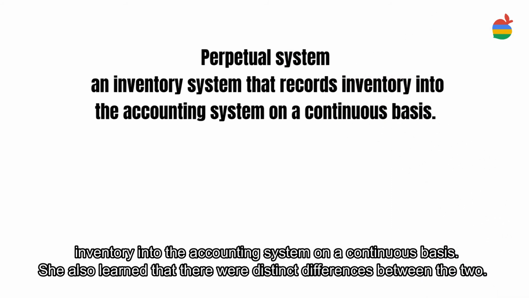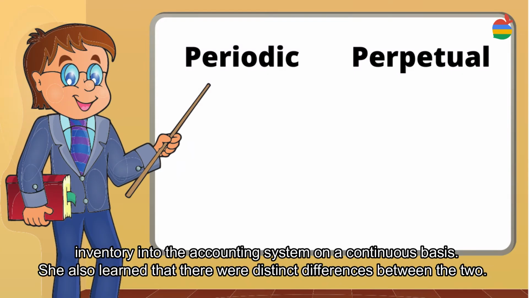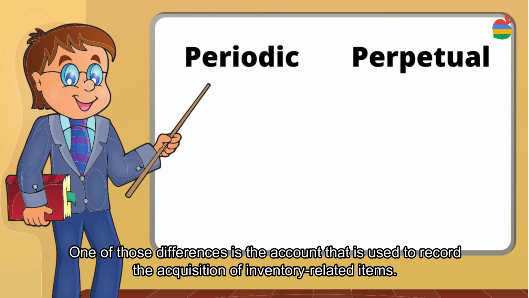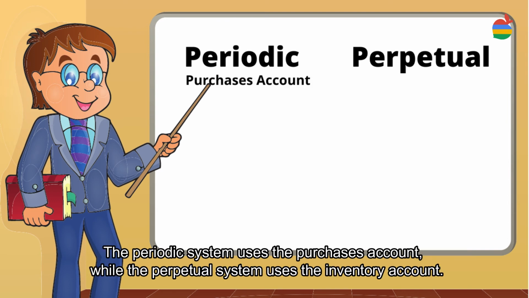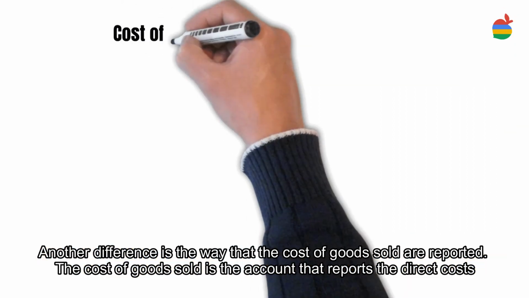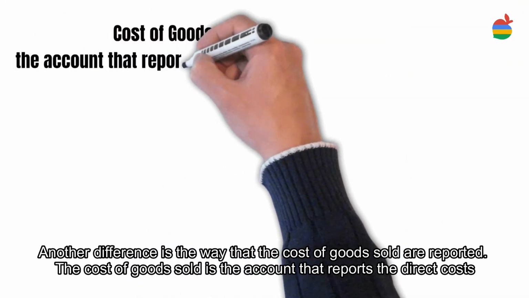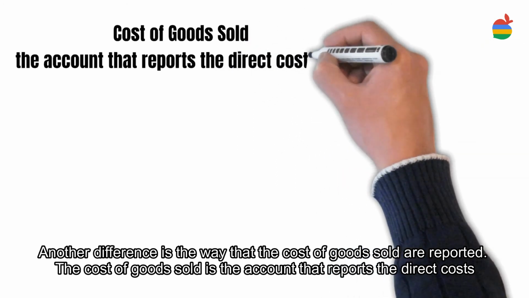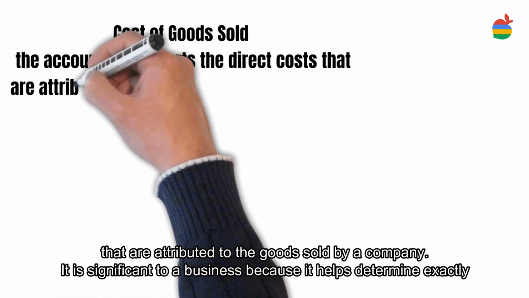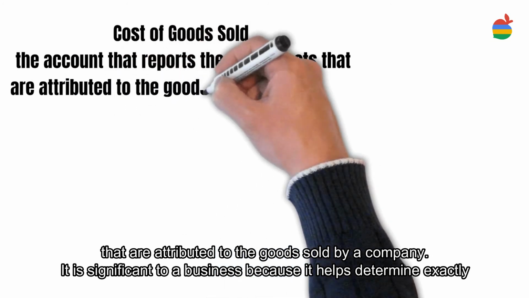She also learns that there are distinct differences between the two. One of those differences is the account that is used to record the acquisitions of inventory-related items. The periodic system uses the purchases account, while the perpetual system uses the inventory account. Another difference is the way that the cost of goods sold is reported. The cost of goods sold is the account that reports the direct costs that are attributed to the goods sold by a company.